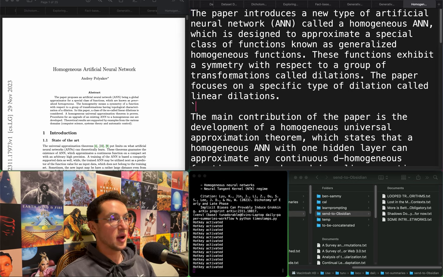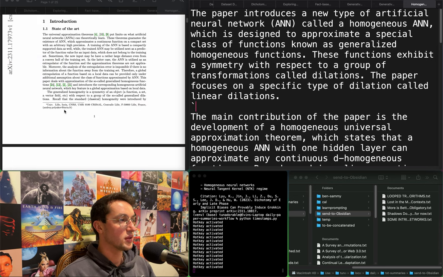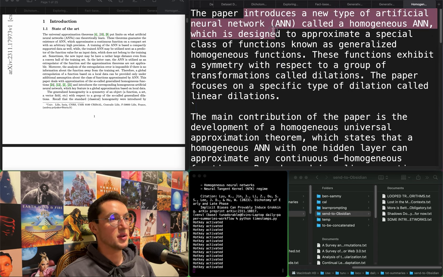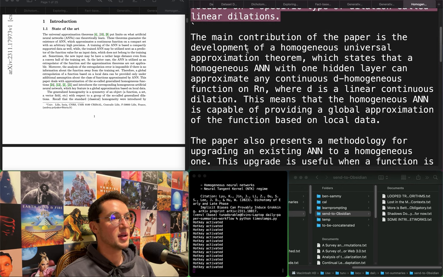Homogeneous artificial neural network. What is that? Who's Polyakov with? He's somewhere in France. Paper introduces a new type of artificial neural network called homogeneous ANN, which is designed to approximate a special class of functions known as generalized homogeneous functions. These functions exhibit a symmetry with respect to a group of transformations called dilations. Paper focuses on a specific type of dilation called linear dilations.